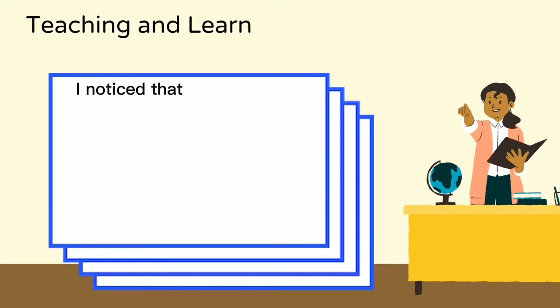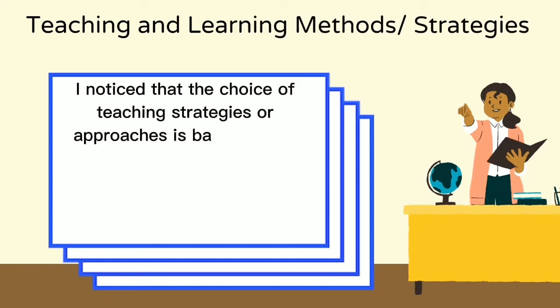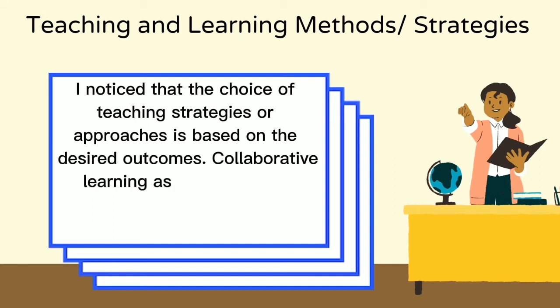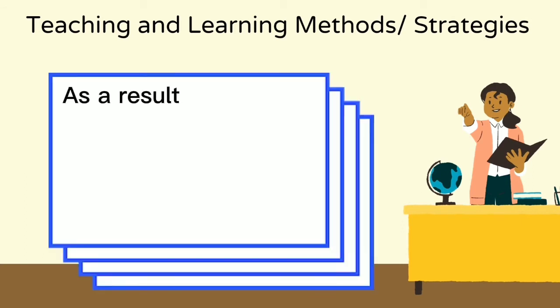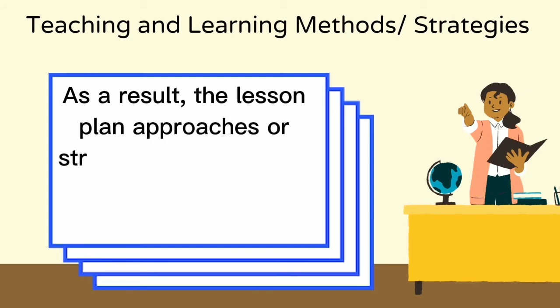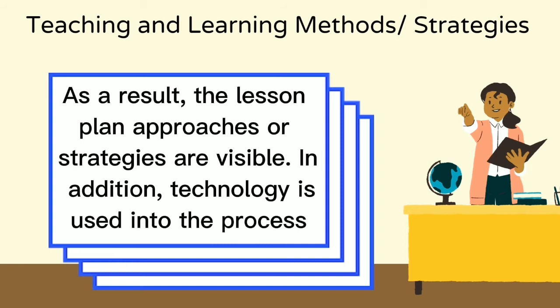I noticed that the choice of teaching strategies or approaches is based on the desired outcomes. Collaborative learning as a strategy is utilized to help students learn more effectively. As a result, the lesson plan approaches or strategies are visible. In addition, technology is used in the process.